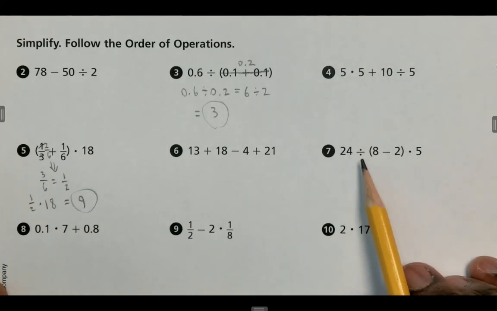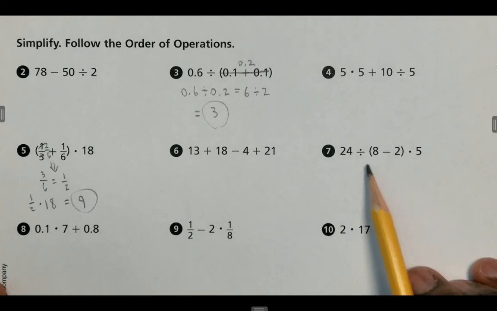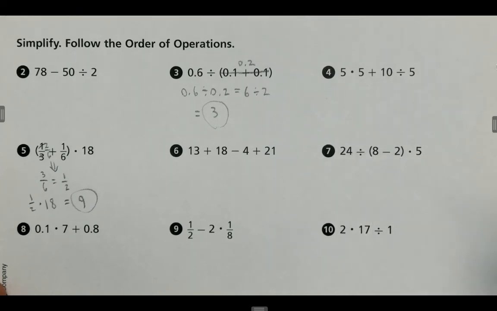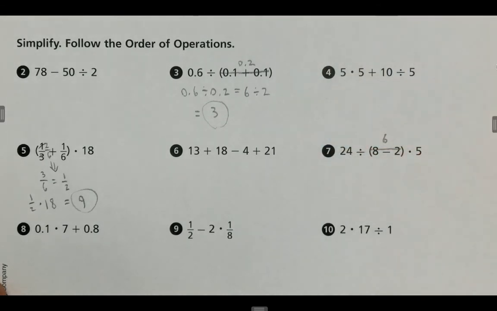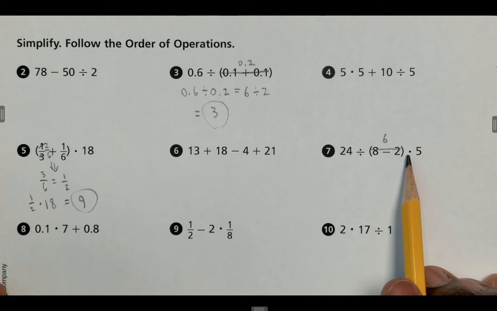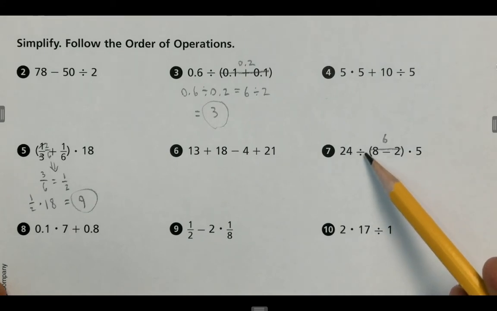Number 7. We've got 3 operations here. Which will we do first? Well, in this case, subtraction, because it's inside the parentheses. 8 minus 2, 6. 2 operations left, division and multiplication. Both have the same rank. So how do we break the tie? We break the tie by working them from left to right. In this case, division will come first because it's on the left.